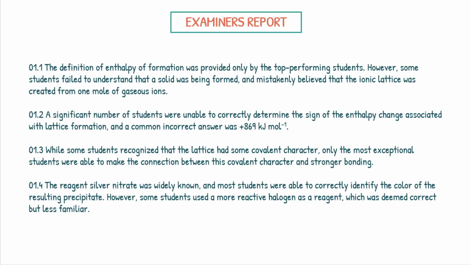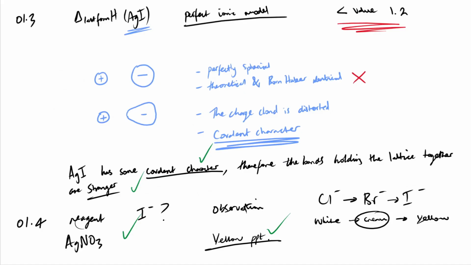So 1.3 then. While some students recognize that the lattice had some covalent character, only the most exceptional students were able to make the connection between this covalent character and the stronger bonding involved. So you would get your first mark if you said it had some covalent character. If it isn't perfectly ionic, it has some sort of covalent activity. The AQA buzzword they love is character.